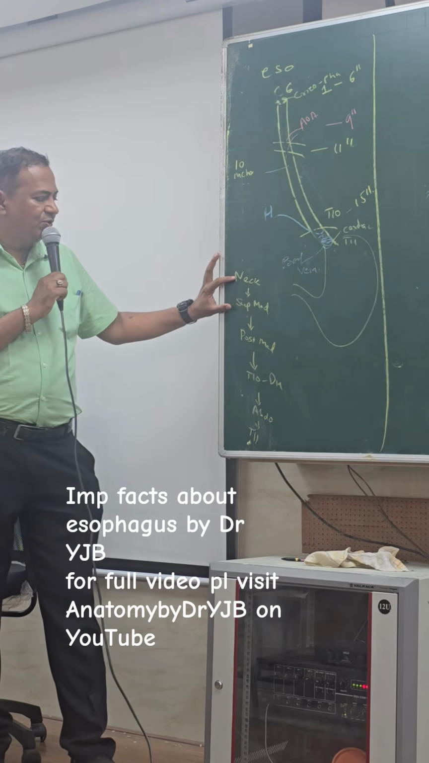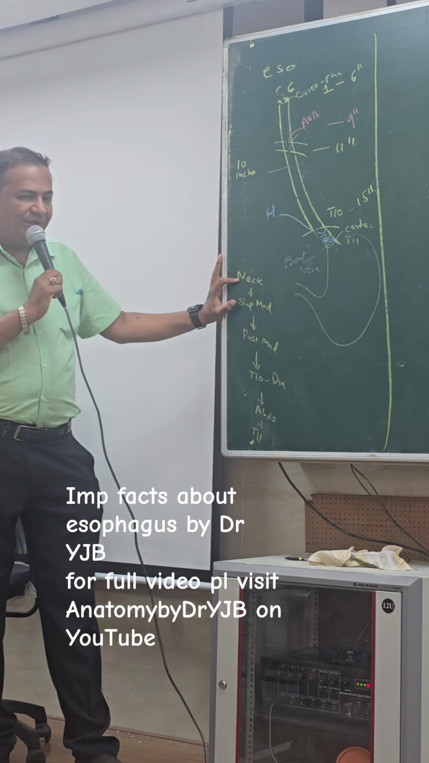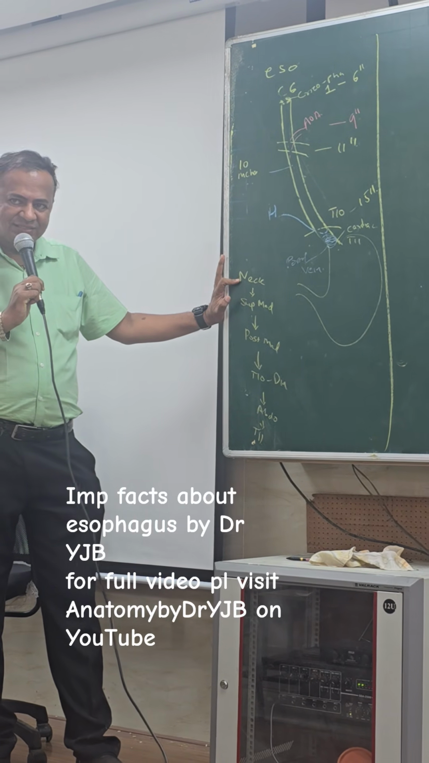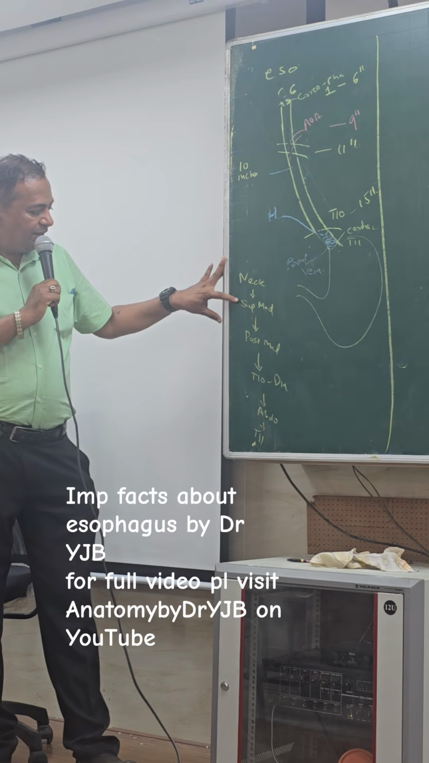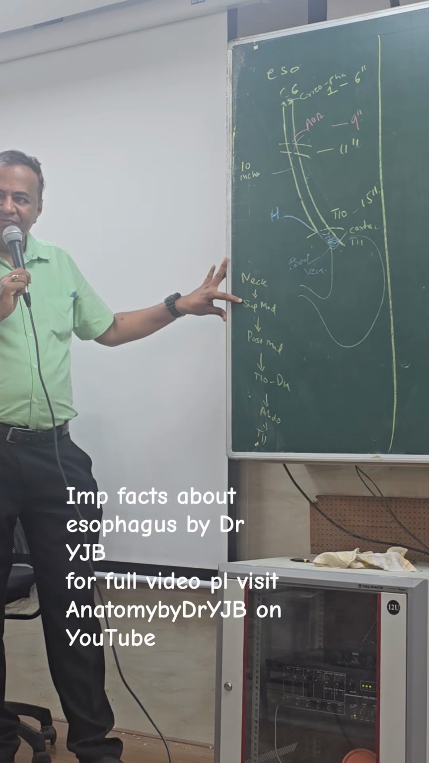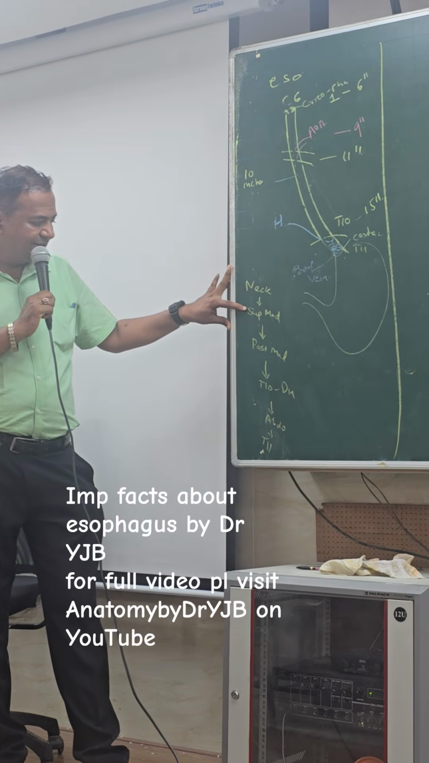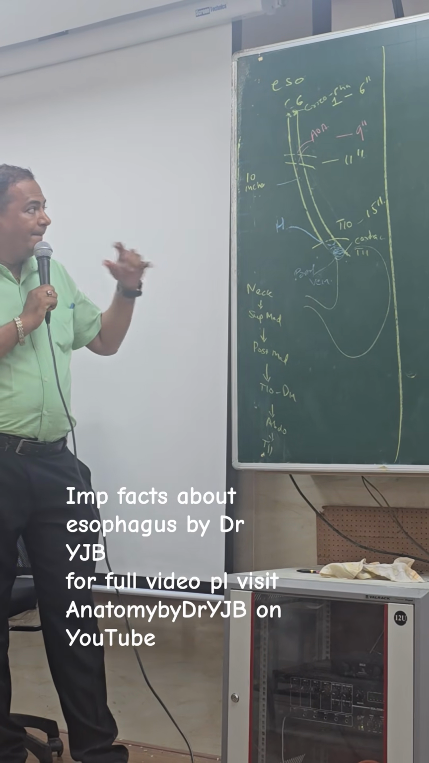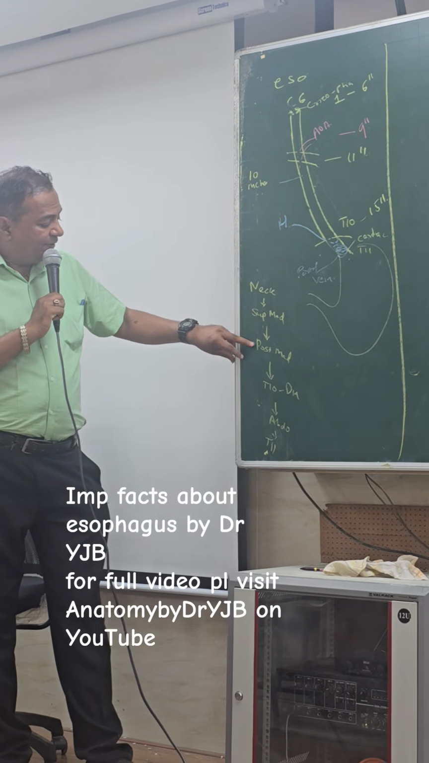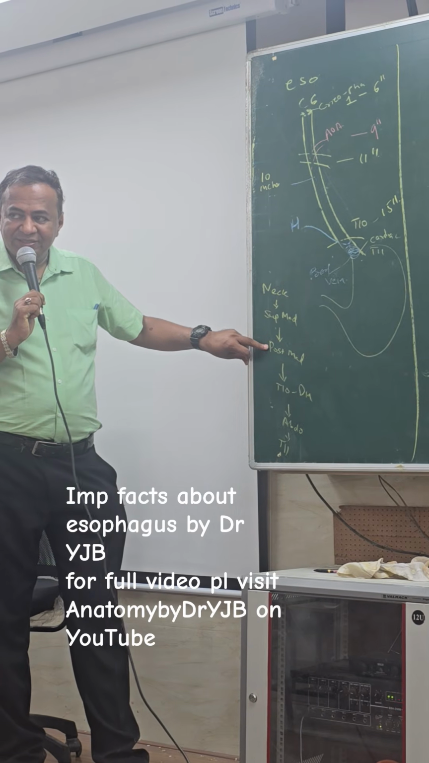The esophagus runs through a course where it passes from the neck at C6 level, passes through the superior mediastinum, where it is behind the trachea with the recurrent laryngeal nerve in between. That is the important relation. And then it passes through the posterior mediastinum.